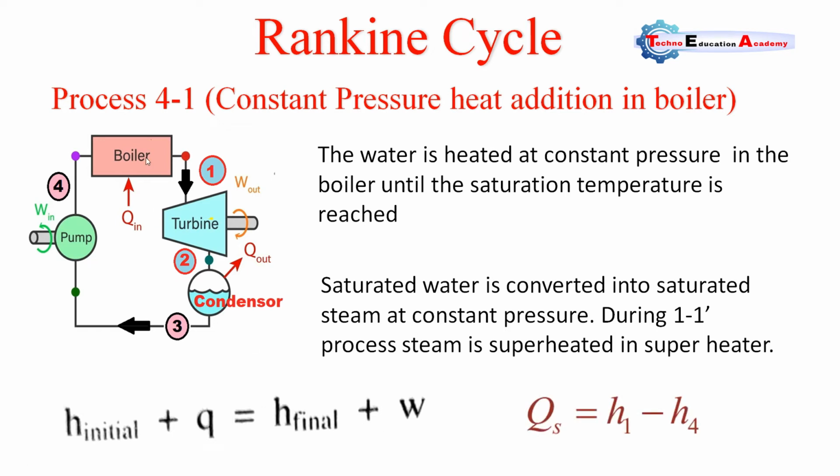As we know, in the boiler we supply the heat energy, but the boiler is not an output device. The turbine is an output device, the boiler is not. So the simplified form of the steady flow energy equation, when we apply it to the boiler, gives heat transfer equal to the enthalpy difference H1 minus H4. Final enthalpy at point 1, initial enthalpy at point 4, because in the boiler point 4 is the inlet and point 1 is the outlet. So heat supplied equals H1 minus H4.